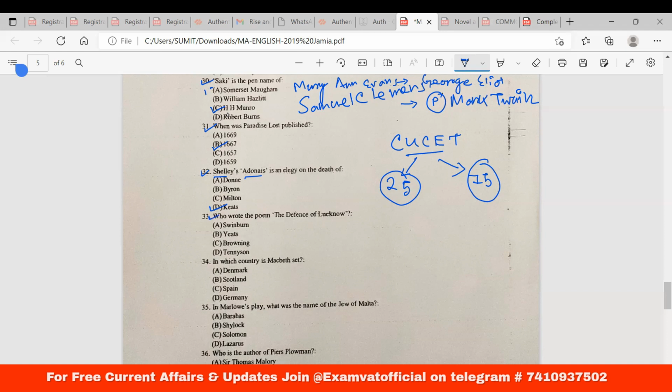Next question. Who wrote the poem The Defense of Lucknow? Okay, so it was written by Tennyson. You need to remember one thing about the poets given here. Apart from that, there are many. Swinburne, Yeats, Browning, Tennyson. Compared to even other British poets, there are a few Orientalist poets. So they are all Orientalists that way. They are not only romantic, they are Orientalist.